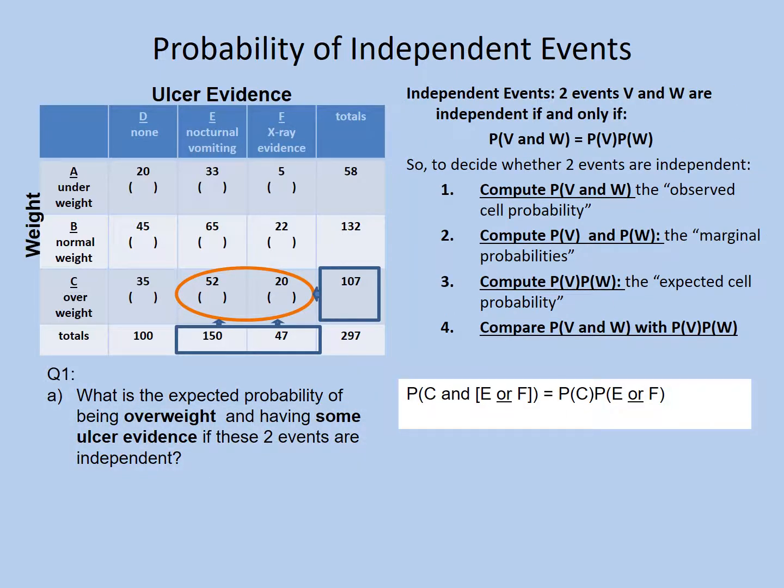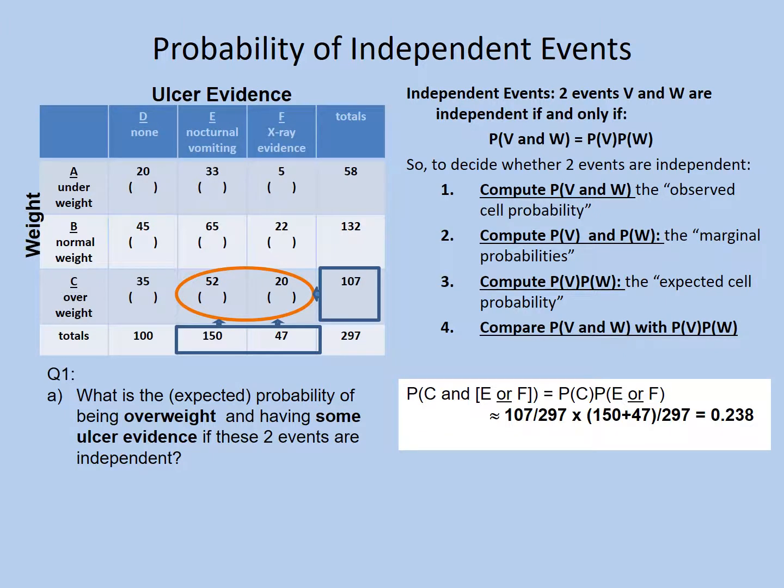If the events C, being overweight, and the event E or F, having some ulcer evidence, are independent, then the probability of C and E or F is equal to the probability of C times the probability of E or F. Calculating this probability, we get P of C is estimated to be 107 over 297, and P of E or F is estimated to be 150 plus 47 over 297, and multiplying these two estimates together, we get 0.238.